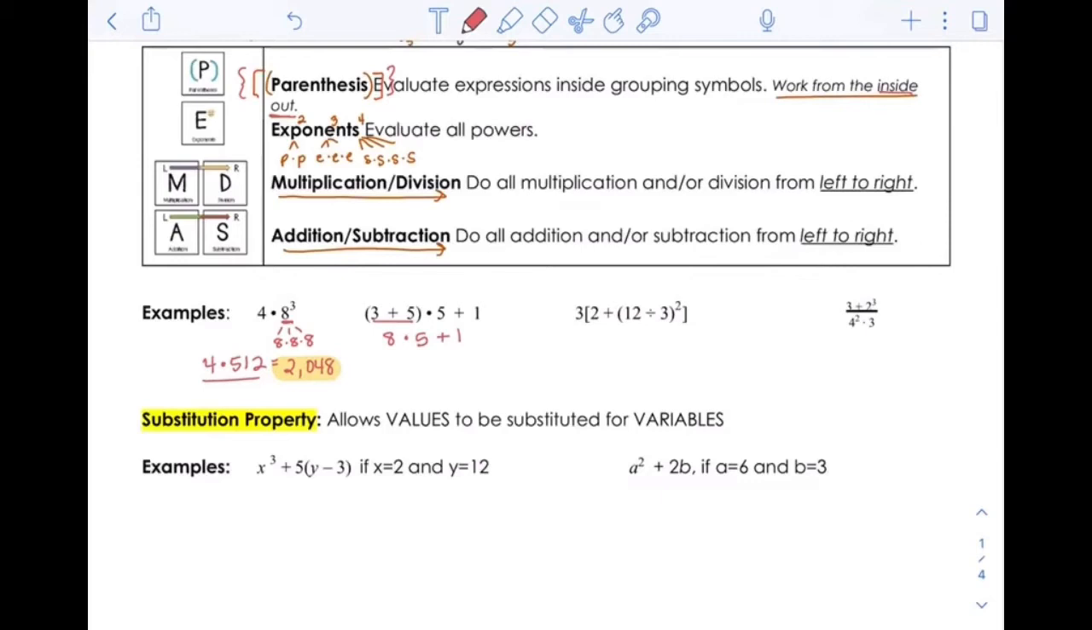The next step is exponents. I don't have any, so I'm going to move on to multiplication and division. I have multiplication here with 8 times 5. 8 times 5 is 40, and then I'm going to do plus 1. That's my last step. 40 plus 1 is 41, which is the final answer.